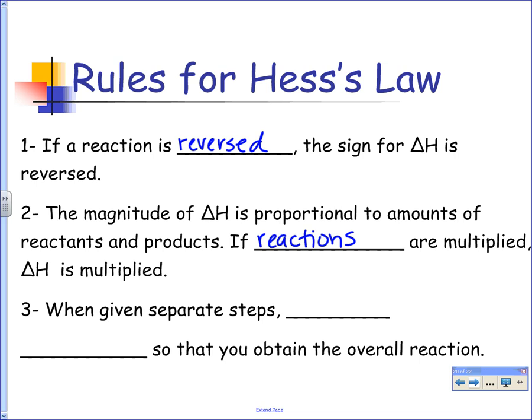And the final rule, when given separate steps, we want to add them together so that you can obtain the overall reaction. So these are kind of like the rules to play the puzzle that is Hess's law. You have to remember, if you reverse a reaction, you reverse the sign. If you multiply a reaction, you multiply delta H. And the last step, add everything together.